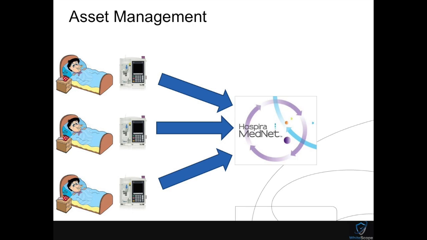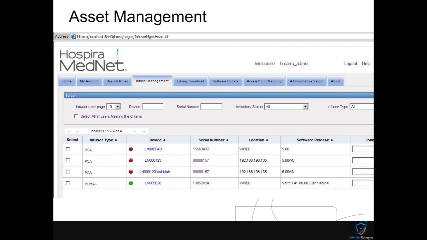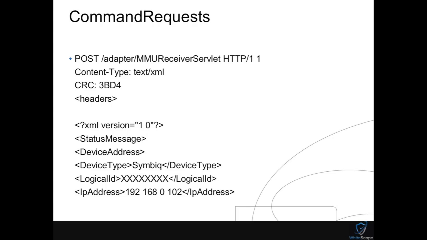Normally, this is the way you do asset management with these infusion pumps. You have pumps in various rooms for people who are sick, and what those pumps do is send a heartbeat to a centralized station. This is the way you centrally manage a lot of these devices, and this is the way it does it. It sends this HTTP request. You'll notice that it also uses this CRC value, the same CRC algorithm that it uses for serial communications as well.